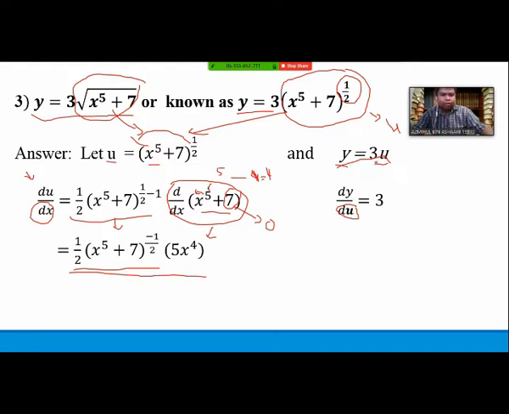Meanwhile, for y equal to 3u, when you differentiate this one, it is 3u power of 1. So when you differentiate, this one will move to the front, and 1 minus 1, so it's actually 3u power of 0. So you can just write it as 3. Okay, you get that du per dx is this one, and dy per du is equal to this one.